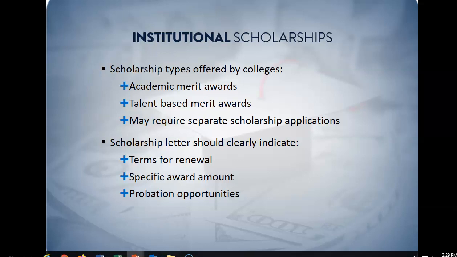The scholarship letter that you receive, if you've been awarded one of these, should clearly indicate how the scholarship is determined, renewable, if it is renewable. What is the specific award amount? Are there probationary opportunities if you have a poor semester? Do you need to live in campus housing, or can you live at home? All of those things can have an impact on eligibility for scholarships.